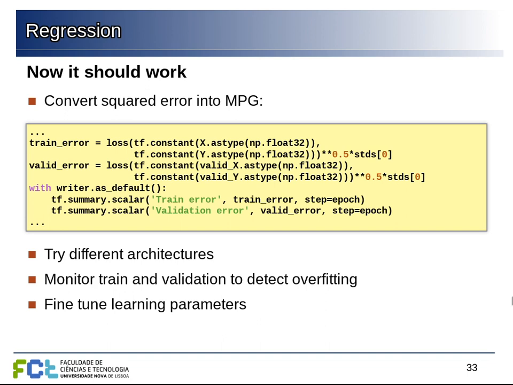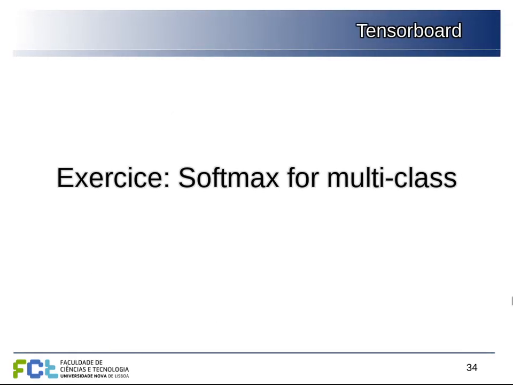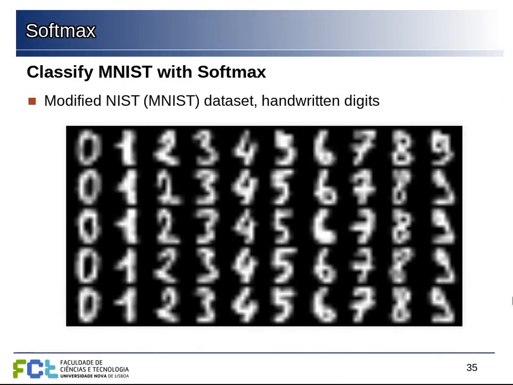So try different architectures, monitor, train, and validation with Tensorboard. So this is basically to experiment with these things until you understand how they work. Another exercise is to use softmax for multi-class classification. So last week we did binary classification with a simple logistic regression. Now here we do a regression problem and a multi-class classification.